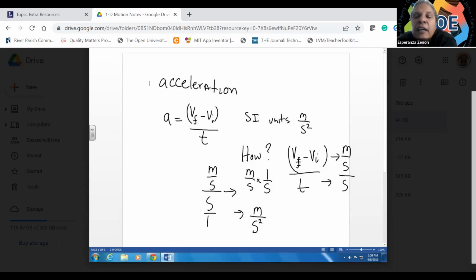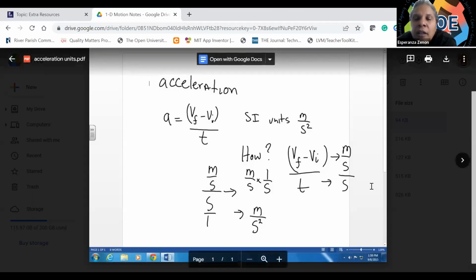Well, VF minus VI, final velocity minus initial velocity, gives you meters per second. And then you're dividing that by time, which is in seconds. When you resolve that, meters per second over seconds, I treated the seconds in the denominator like a fraction. When I divide by a fraction, I multiply by its reciprocal. So that becomes meters per second times 1 over second, which resolves to meters per second squared.